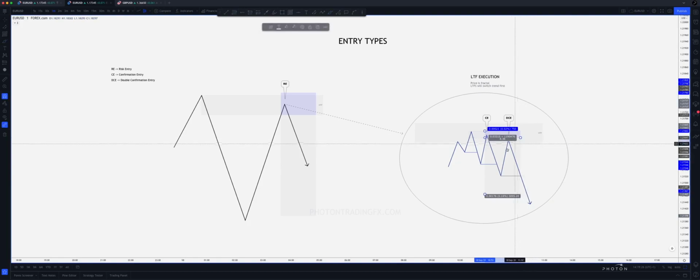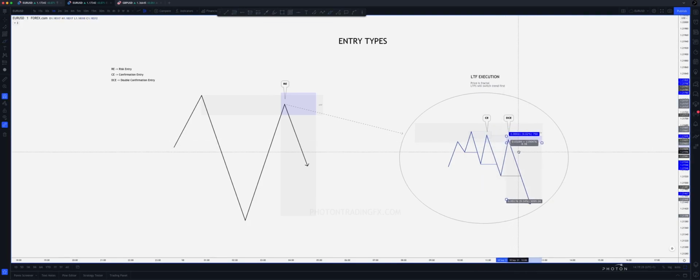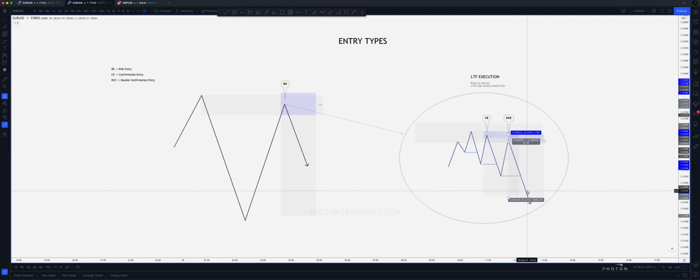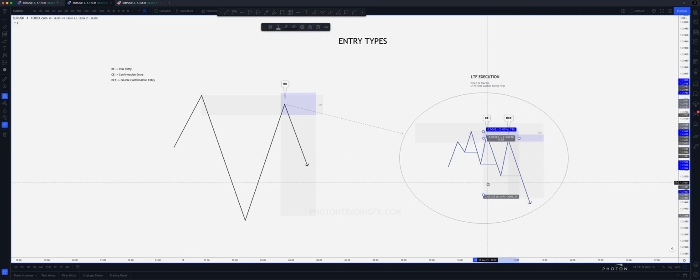So yeah, you can either enter on the confirmation entry, or you can wait for even more confirmation to get that double confirmation entry, and that could be your first initial position. Or of course you could enter on both, and you could use that to just scale in. And really, that's as simple as it is, okay?